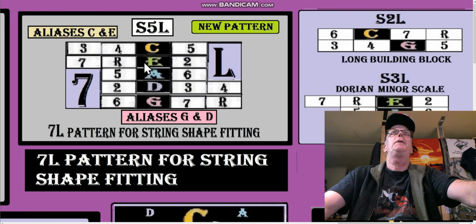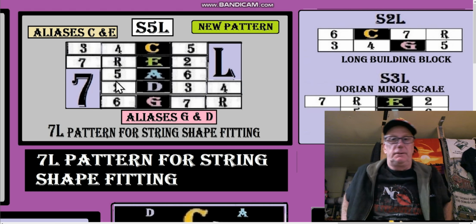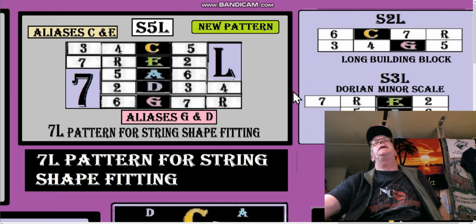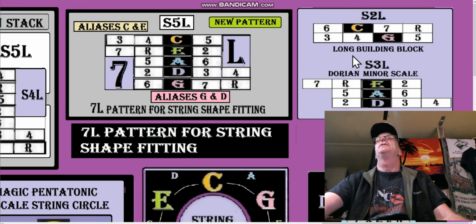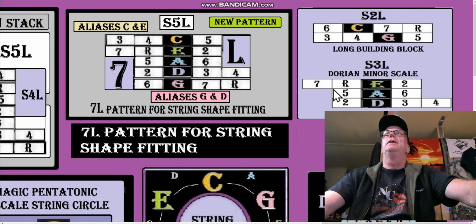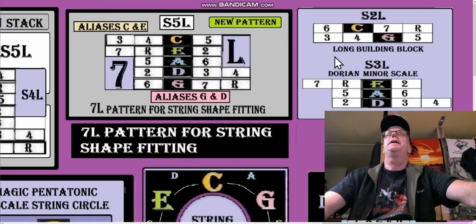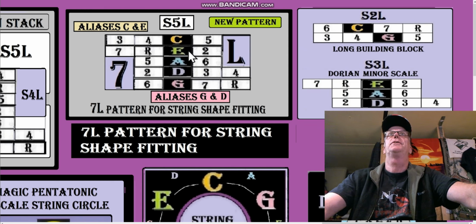The reason why I made this pattern this way, I never could have known when I made these guys over here, the S3L and the S2L. This was okay, and they're still in this pattern. Here's an S3L in this pattern, 2, 3, 4, 5, 6, 7 root 2. There's an S2L in this pattern, 6, 7 root on the bottom, and then 3, 4, 5 on the top.